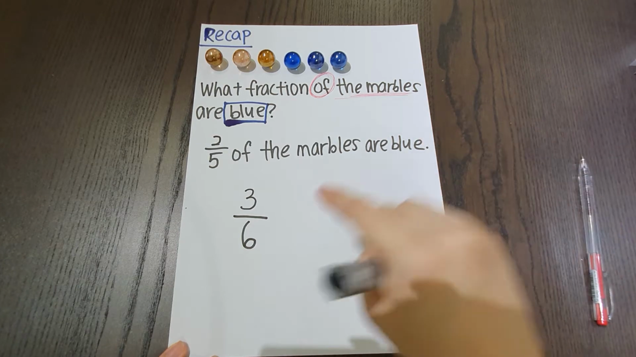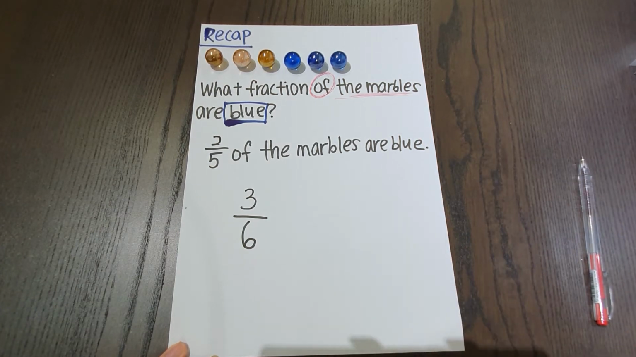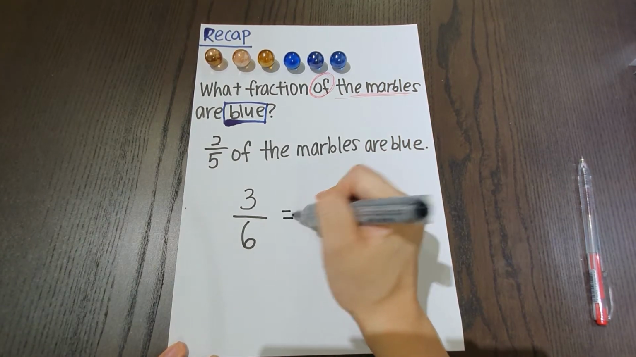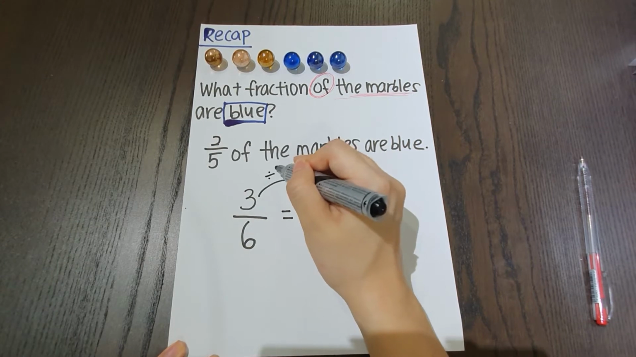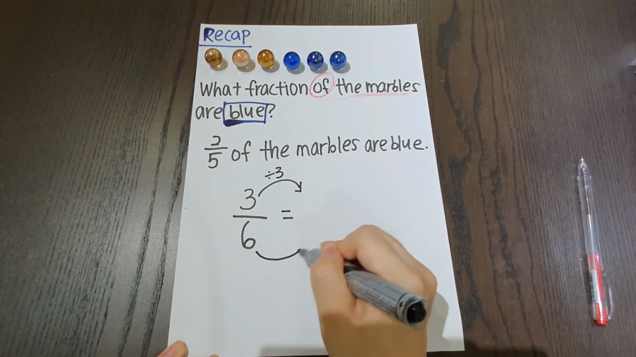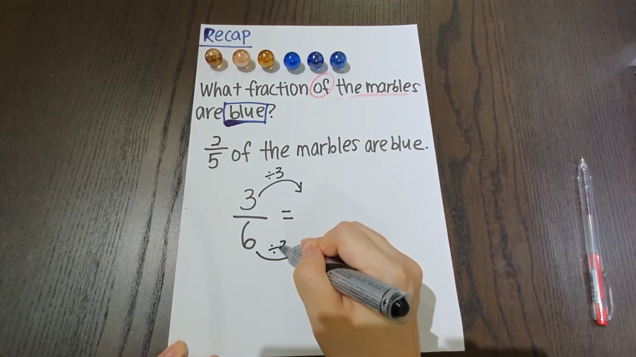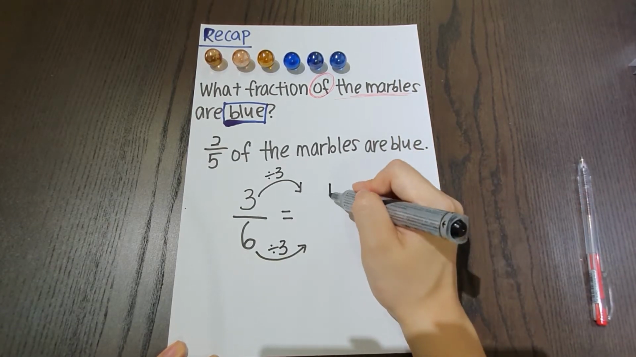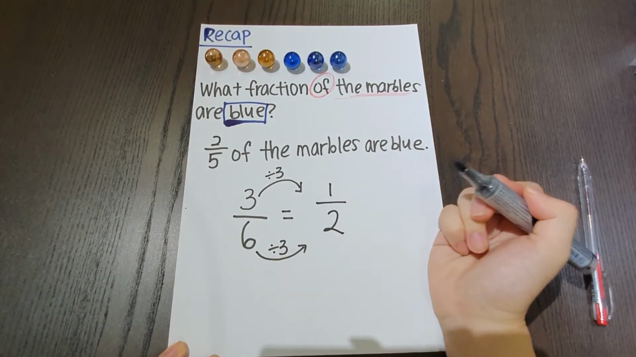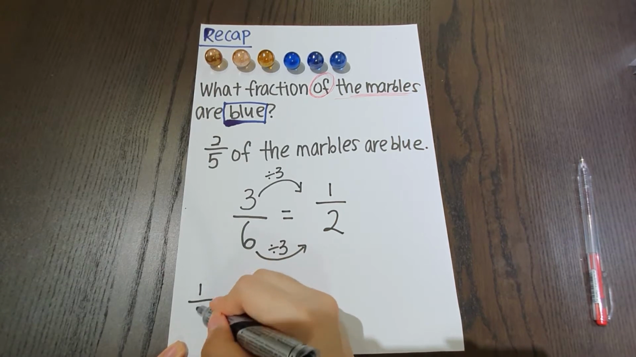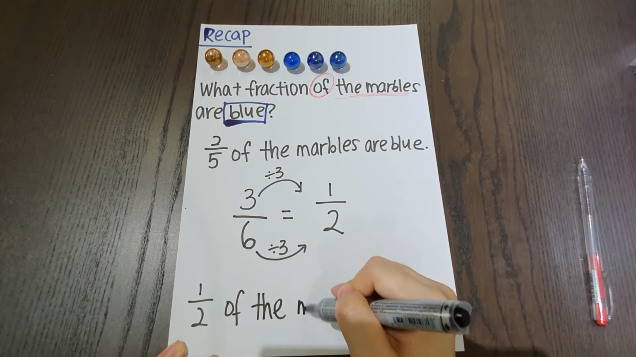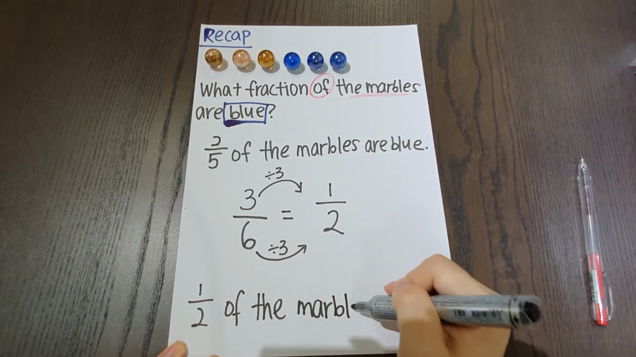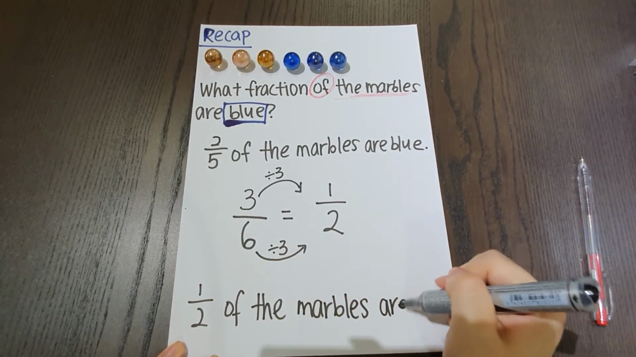Can I further simplify 3 out of 6? Yes, I can group them into groups of 3. So I just need to divide both the numerator and the denominator by 3, which will give me 1 out of 2, which means half of the marbles are blue.